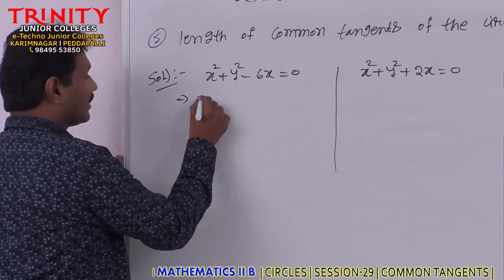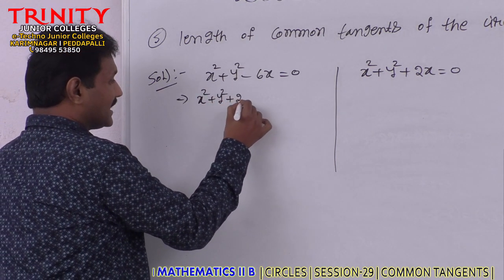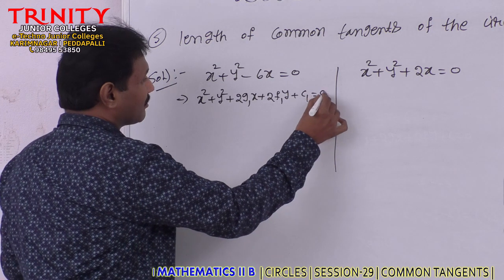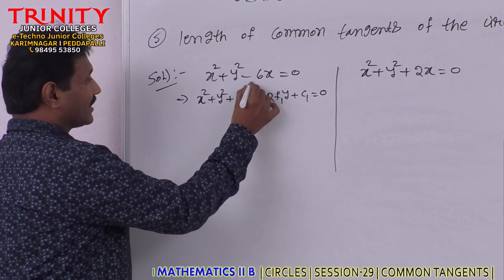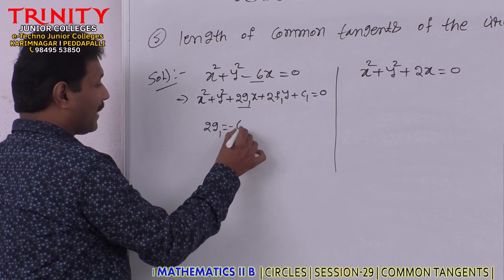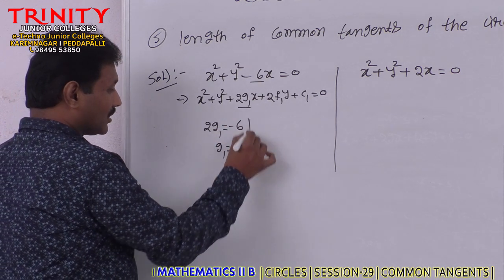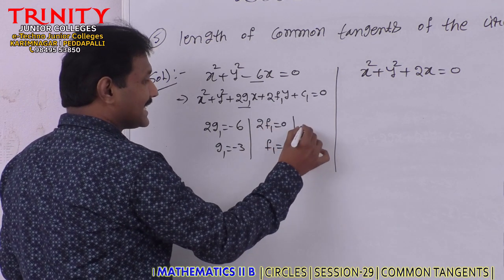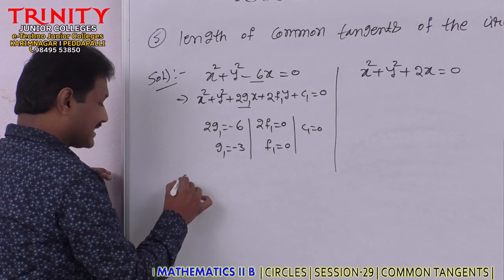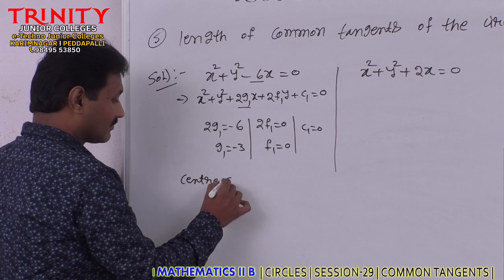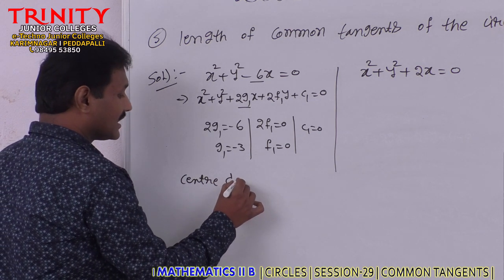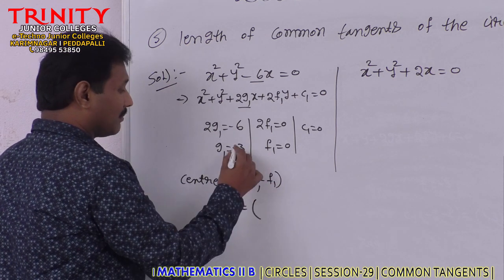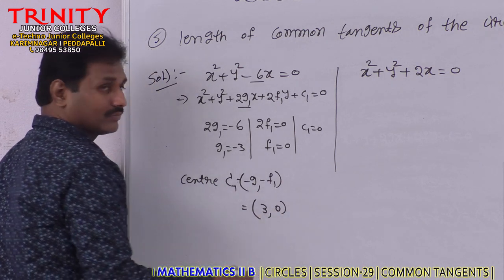The given circle is x² + y² + 2g1x + 2f1y + c1 = 0. Here 2g1 = −6, so g1 = −3. 2f1 = 0, so f1 = 0. c1 = 0, there is no constant. The center of the first circle c1 is (−g1, −f1), which is (3, 0).